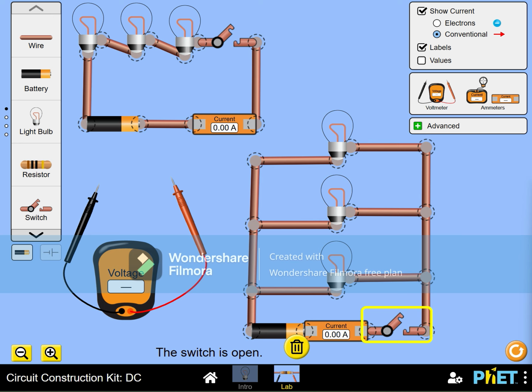Question 4, voltage. What do the 3 light bulbs in your circuit have in common? Voltage or current? Voltage. They have voltage in common because they're both being supplied by a 9-volt battery. Current will vary.